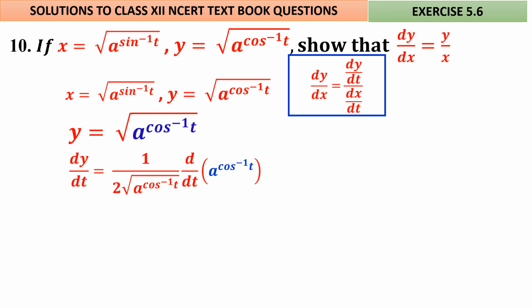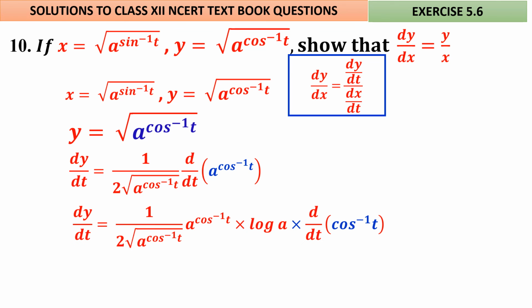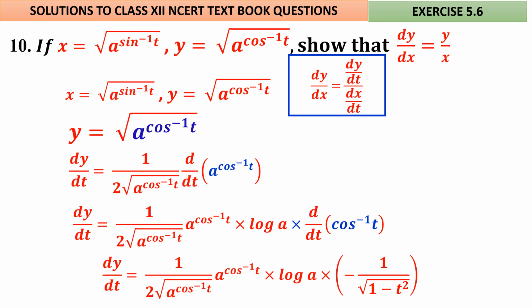We got y now. You can take log on both sides or directly you can do. It is 1 upon 2 times root a cos inverse t into d by dt of whatever is inside that square root, making use of the chain rule. What is a power something? It is a power something into log a into the differentiation of that. If it is a power x, it is a power x log a. If it is a power cos inverse t, it is a power cos inverse t into log a into d by dt of cos inverse t. What is the differentiation of cos inverse t? It is minus 1 upon root 1 minus t square.